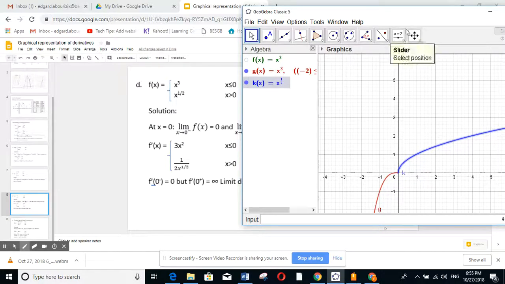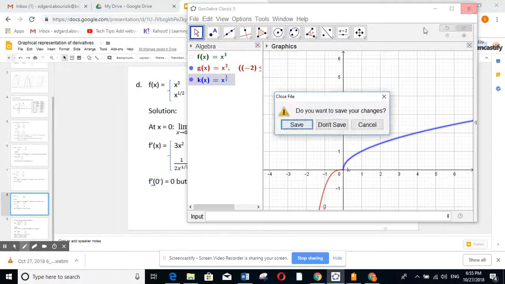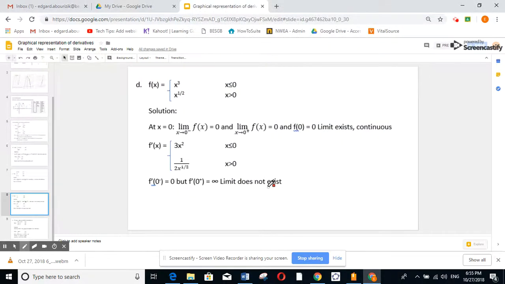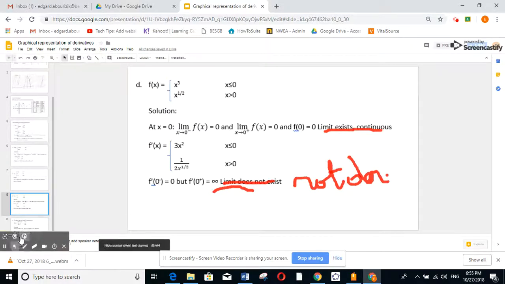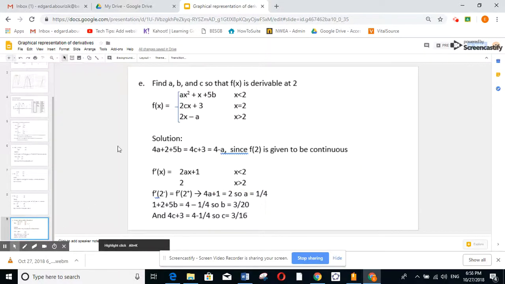So this is called the limit does not exist because I have two different tangents. So here we say the limit exists, continuous, but not derivable. So the limit exists, continuous but not derivable.